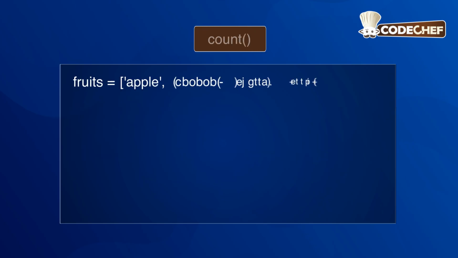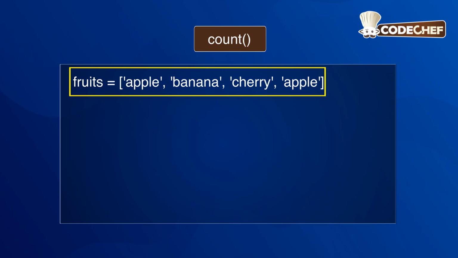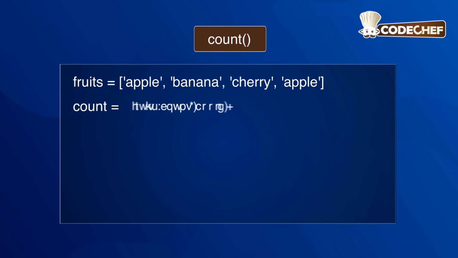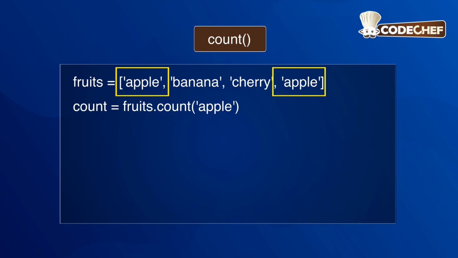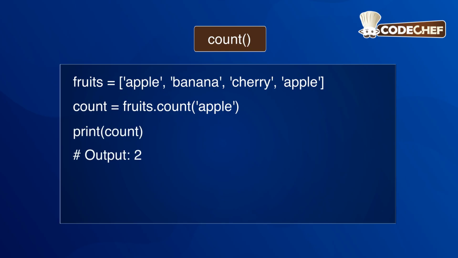The count method returns the number of times a specified item appears in a list. In this code, we have a list fruits, and in this list we call the fruits.count('apple') method. This method searches through the fruits list, counts every occurrence of the string apple, and then returns the total, which in this case is 2. We store this value in the count variable and then print it.